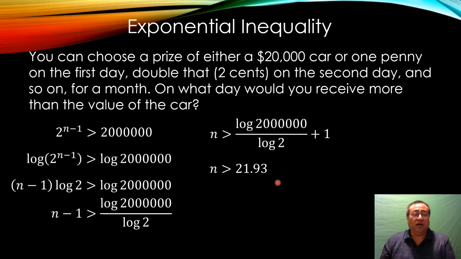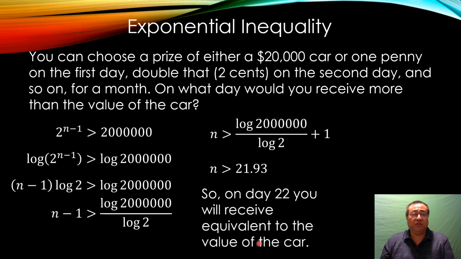So on the 22nd or 23rd day, you will receive value equivalent to the car, and it's at $28,971.50. That's at day 22. So you have 8 more days to double that amount. So you should go for the penny.